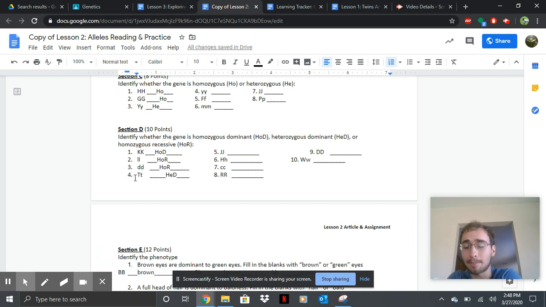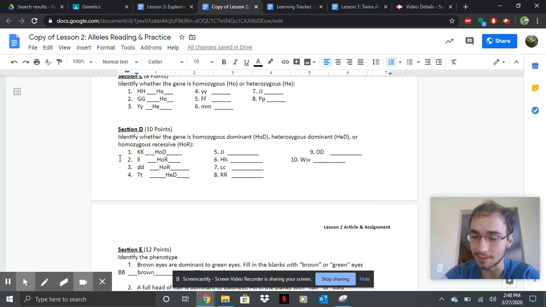The next one, capital T, lowercase t, is a little different. Since they're different letters, remember different is hetero, so HED for heterozygous, and since you have a capital, it's still going to be dominant. That is how you do section D.